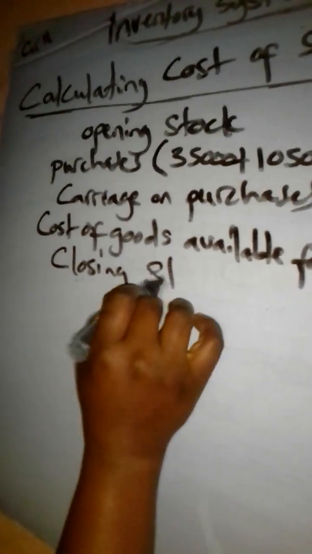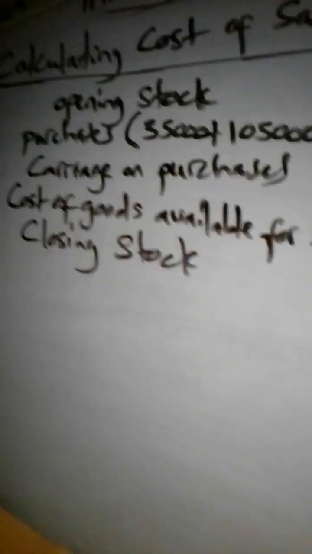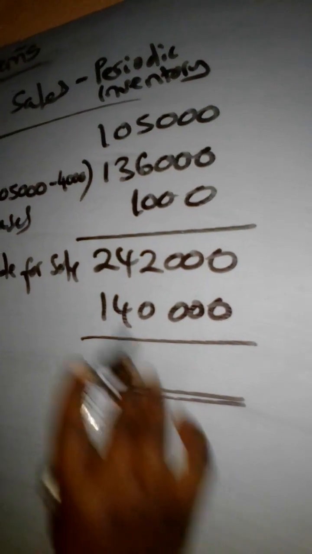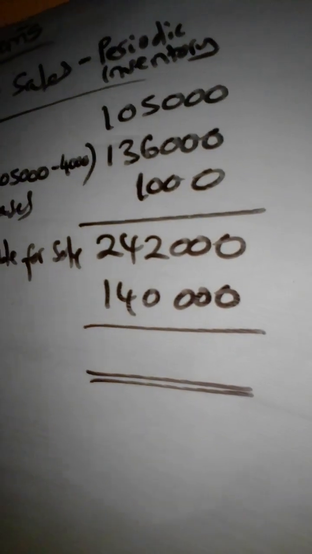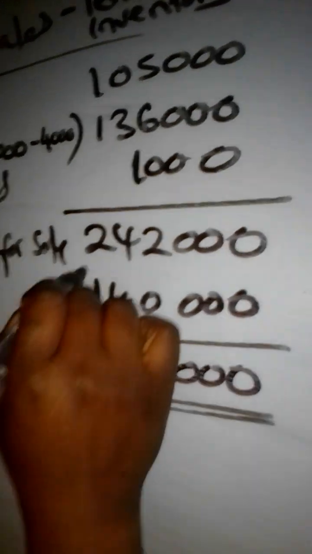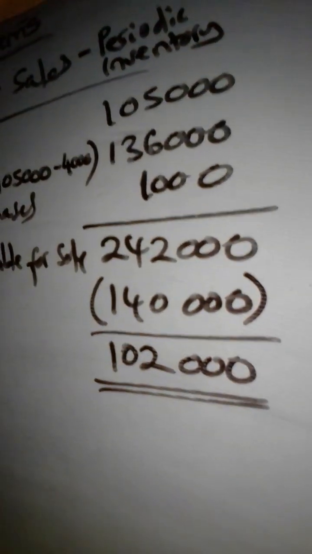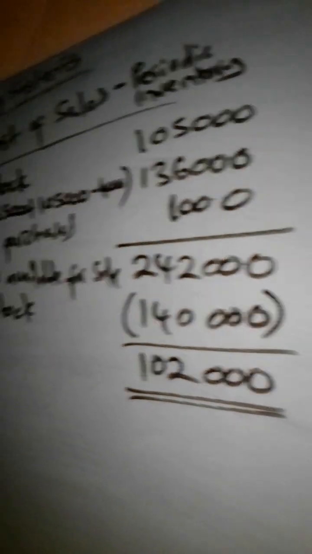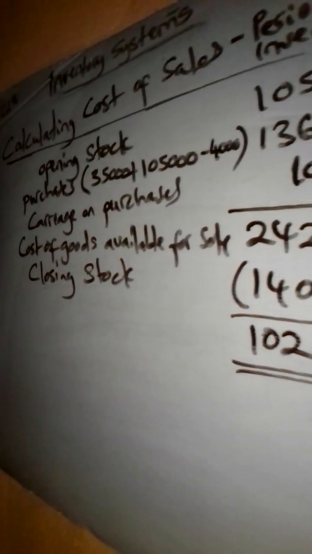Our closing stock is the amount that is given on the 30th of June 2021, which is 140,000. So when we subtract 140,000 from 242,000, we are going to remain with 102,000. And remember, for the cost of sales, put brackets all the time. It will guide you so that you do not end up adding it. So our cost of sales is 102,000.